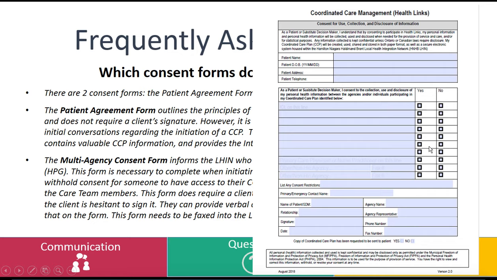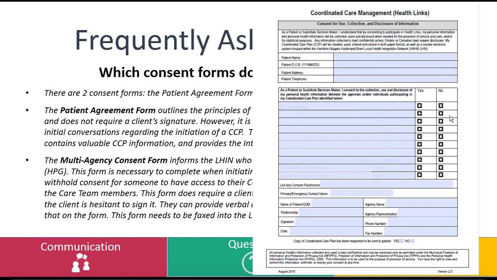If you have access to Health Partner Gateway, you will need to fill out this form along with the initiation and update form, and then fax it over to the LHIN. This document informs the LHIN who has access to the coordinated care plan through Health Partner Gateway, or HPG. The client may elect to provide or withhold consent by checking the yes or no box on the right-hand side of the page. This form also allows for the primary care provider to be notified of the client's participation in Health Links, if the client does want to consent to share this information with them.